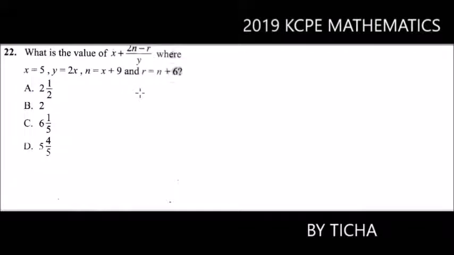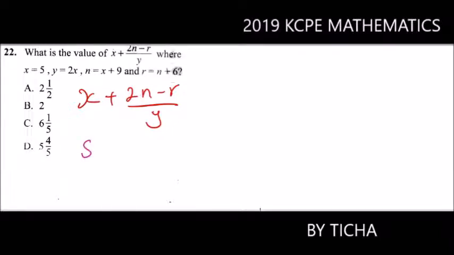Question number 22, we are told: what is the value of x plus 2n minus r, all over y, where x is equal to 5, y is 2x, n is equal to x plus 9, and r is equal to n plus 6. So for you to be able to do this question, you will need to substitute the values. We can write our expression x plus 2n minus r, divided by y. We have been given our x is 5, so we can start with that.